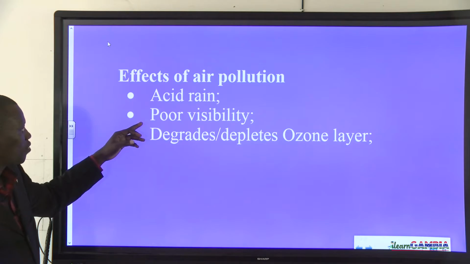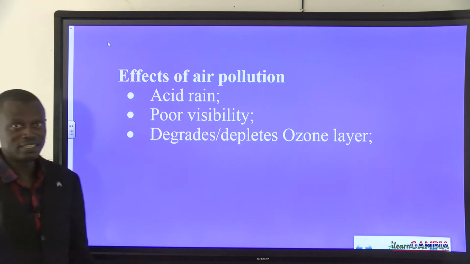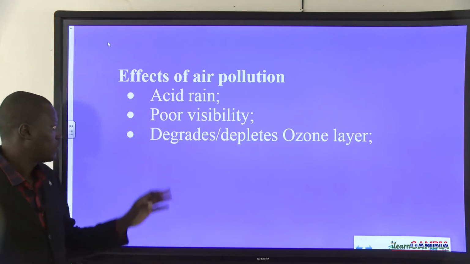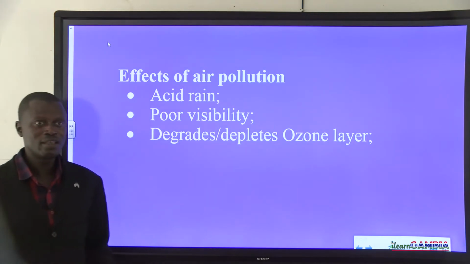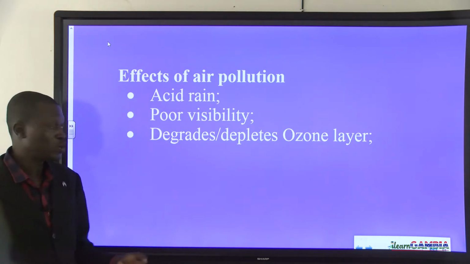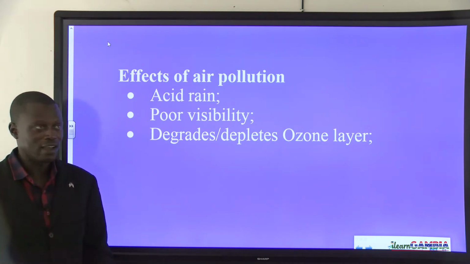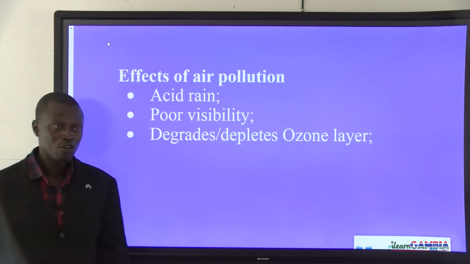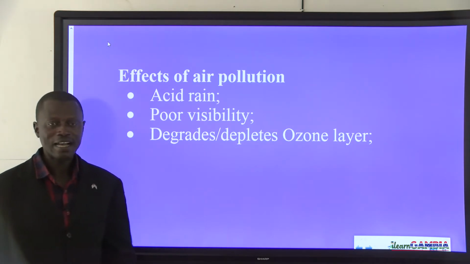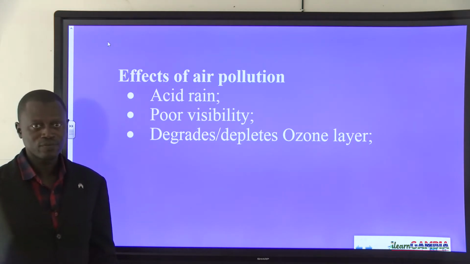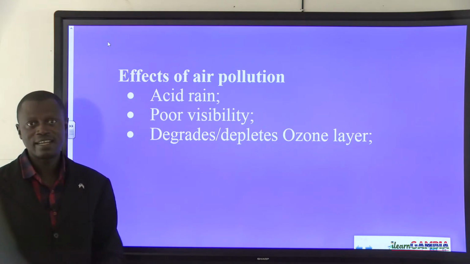The next effect is poor visibility. Wherever there is air pollution in the form of smoke, visibility is not going to be excellent. Visibility is not going to be very good. It's going to be poor indeed. In other words, seeing each other. And where visibility is poor, what is the next outcome? Accidents might result.